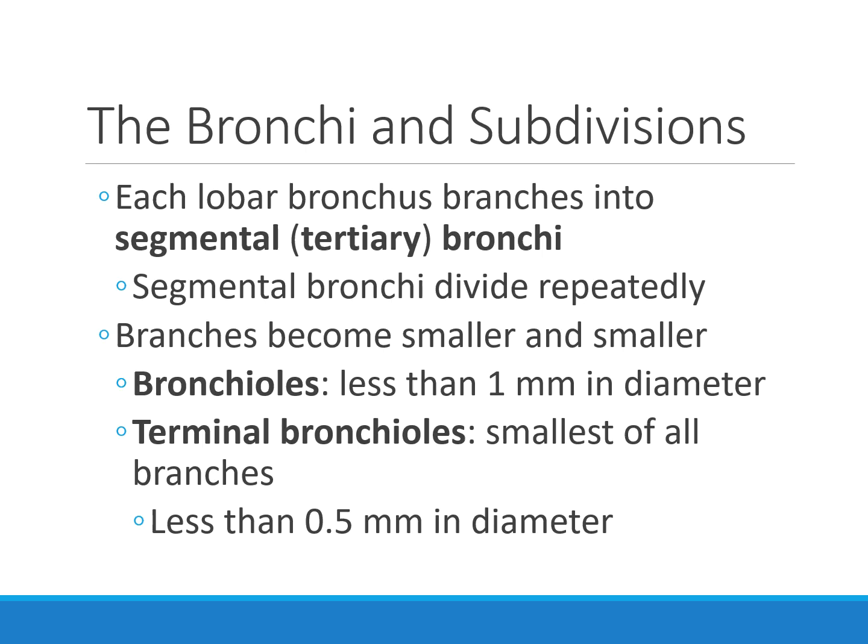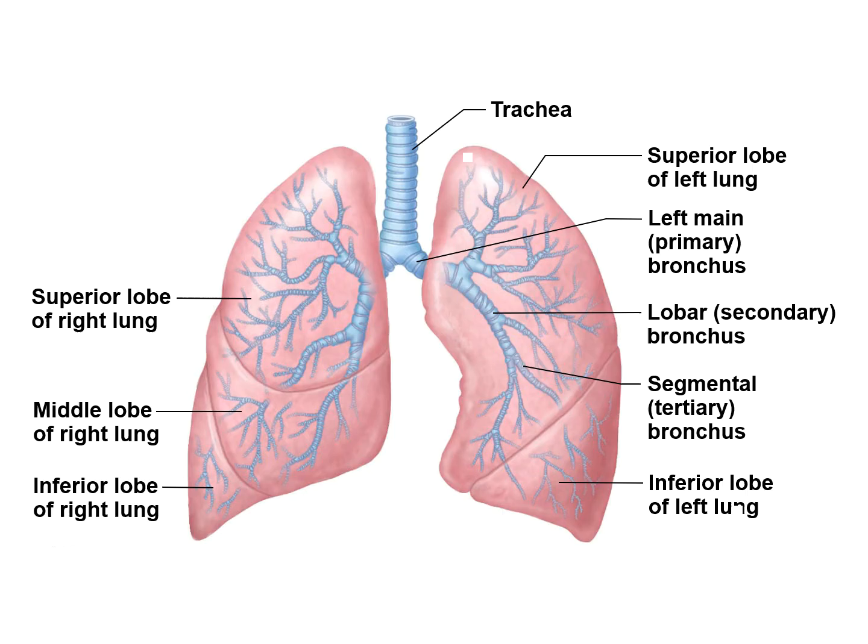And then inside of the lobe, the lobar bronchus branches into the segmental or the tertiary bronchi. And these branch a whole bunch of times. So this is part of that 23, right? The bronchi become smaller and smaller. When they are less than 1 millimeter in diameter, they're called a bronchiole. And then it's ultimately going to lead down to the terminal bronchioles, which are the smallest of the branches, which are less than 0.5 millimeter in diameter.